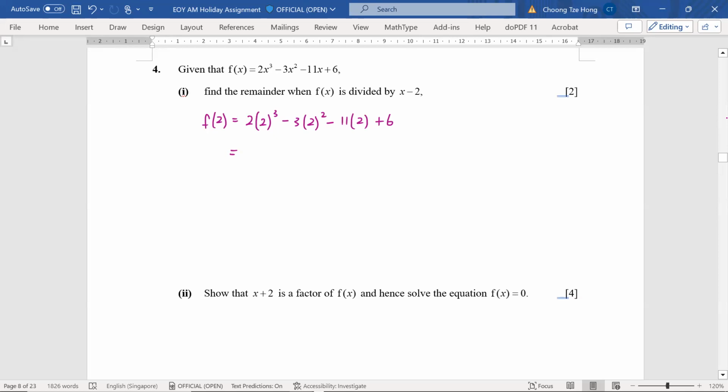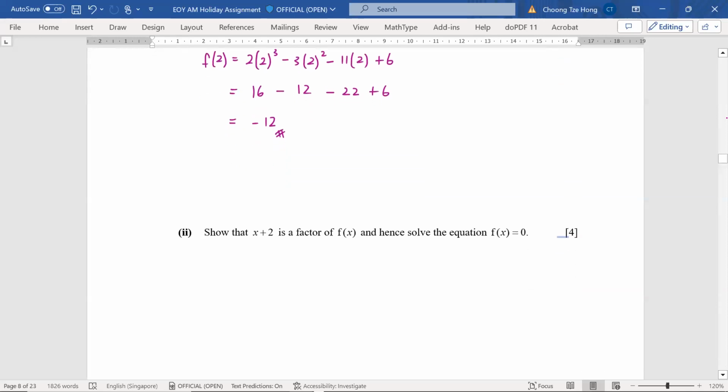2 cubed is 8, so 2 times 8 you get 16. Then 2 squared is 4, so 3 times 4 is 12, then minus 22 plus 6. From here you should be able to get the answer negative 12. 16 minus 12 is 4, 4 plus 6 is 10, and 10 minus 22 is negative 12. So that's for part 1, rather straightforward.